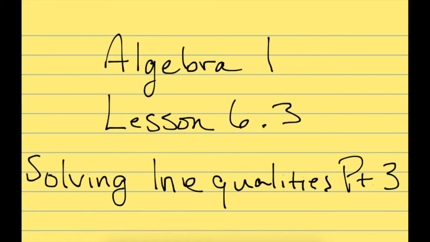In the last two lessons, we've been solving inequalities using addition and subtraction, and then multiplication and division. Today we're going to put those together and solve multi-step inequalities. And we follow the same rules we follow when we're solving equations. It's just that we have to add in the rule that we learned with multiplication. We have to change the direction of the sign.